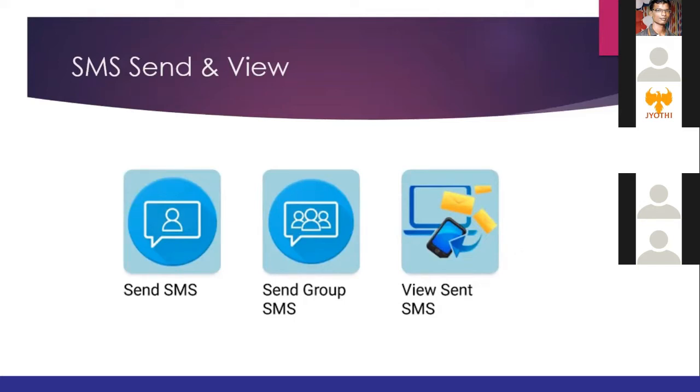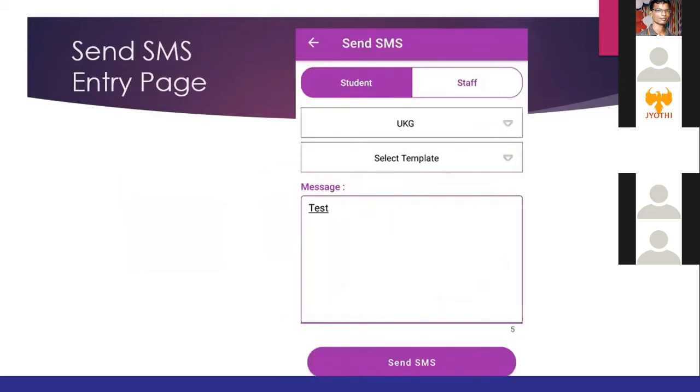So we can select that calendar, we can select a particular date, and we can view that particular date's history. This is the send SMS page. There is no problem in the page.